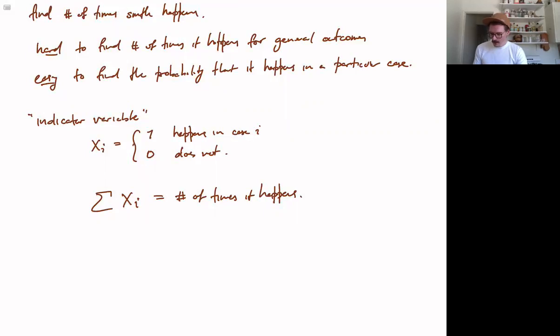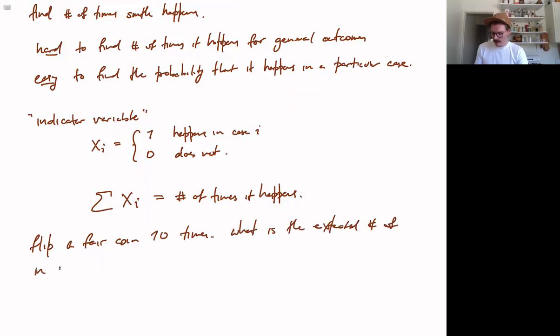So let's do this example. Flip a fair coin 10 times. What is the expected number of initial heads in this sequence of flips? This means how long is the run of heads at the front, if there is one at all.